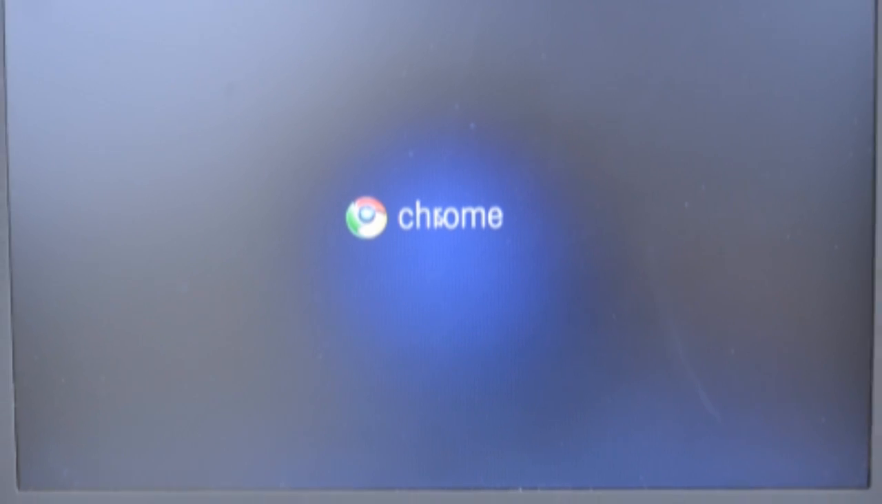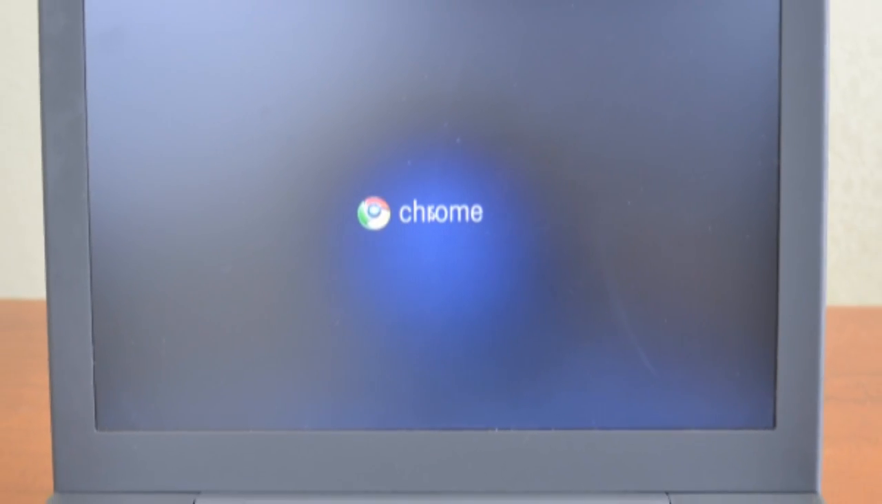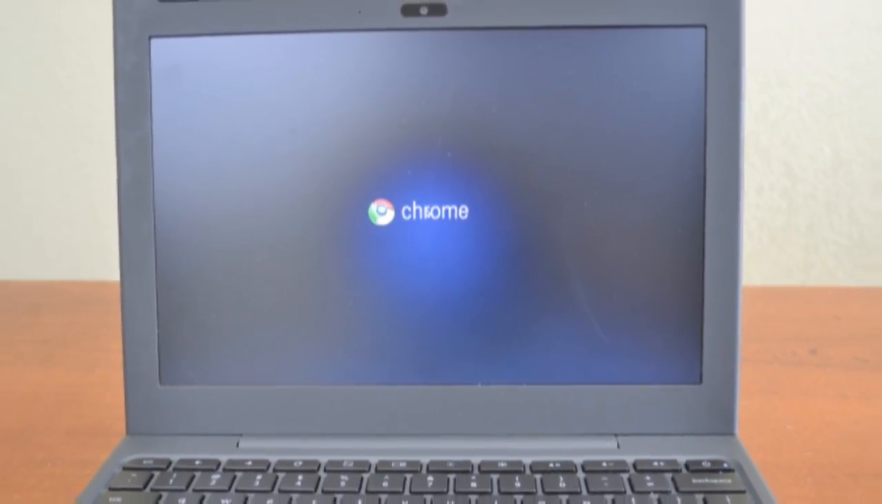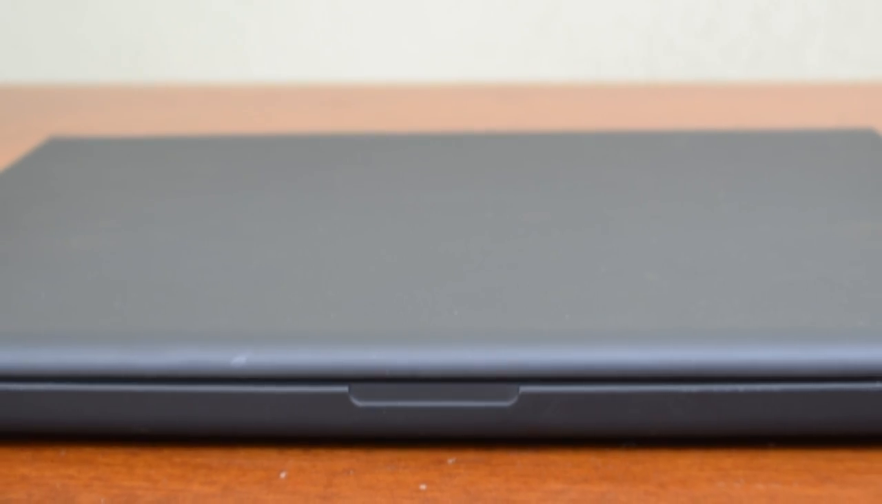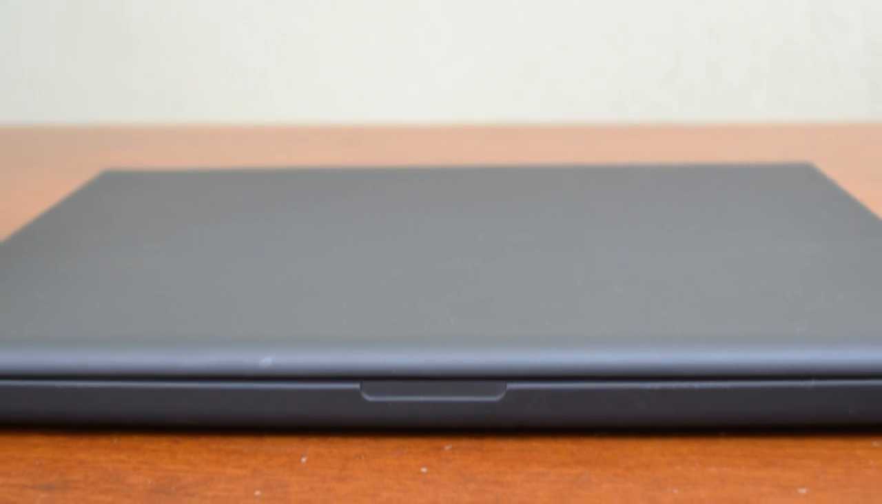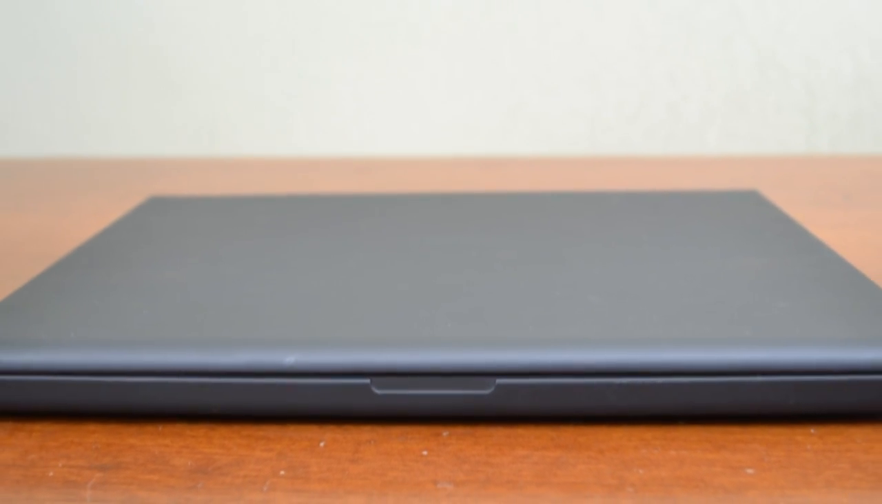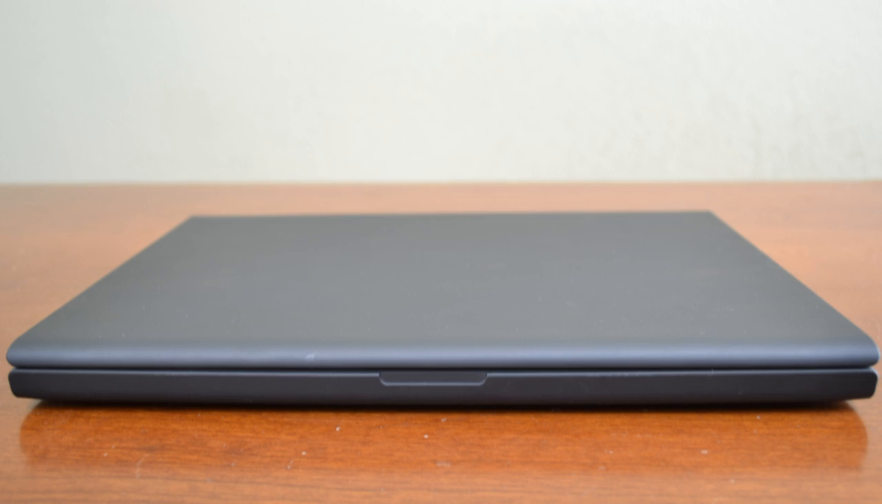The Cr-48 is the first computer built specifically for Chrome OS, and as such is a great first look at what you can expect to see when the first Chrome OS notebook starts shipping later this year. The first thing you'll notice about the Cr-48 is the very basic yet solid design. There isn't a single bit of branding on the entire laptop, which is a refreshing change compared to the majority of netbooks and laptops you'll find today.